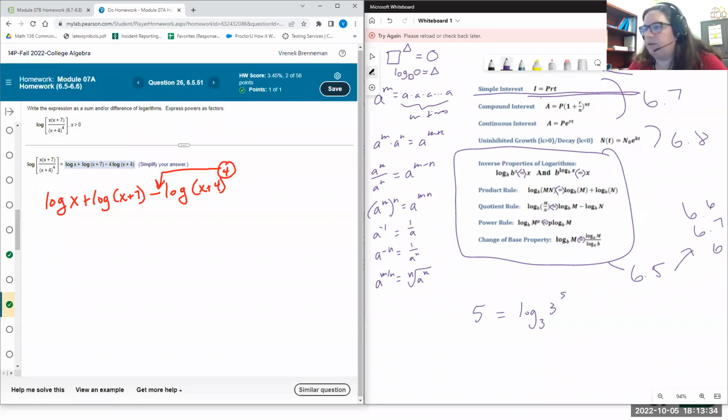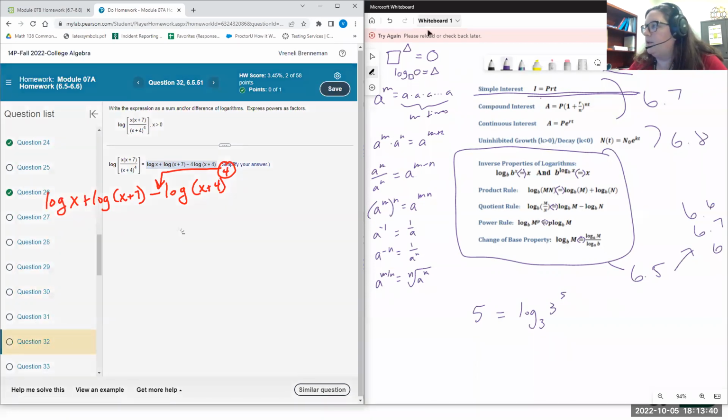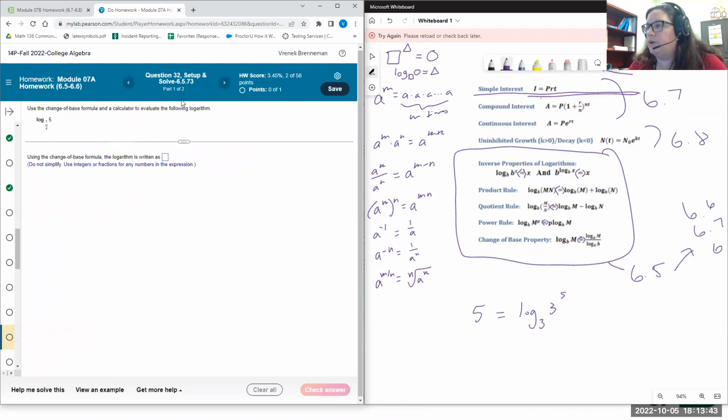So next I'm going to look at number 32. So here, this is about evaluating the logarithm, so potentially using the change of base property. Now, depending on your calculator, you may or may not really have to use the change of base property. Some calculators have a button where you have a base and you can put in any base log. So if you have a calculator that can do that, you can just put the log base whatever of whatever into your calculator.